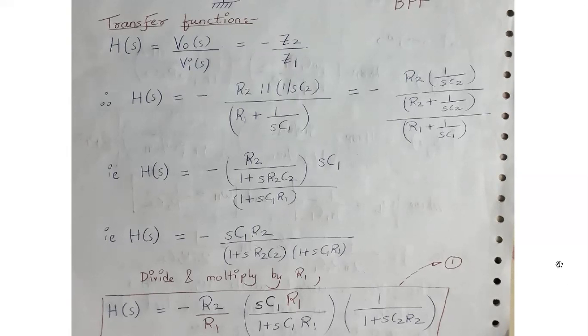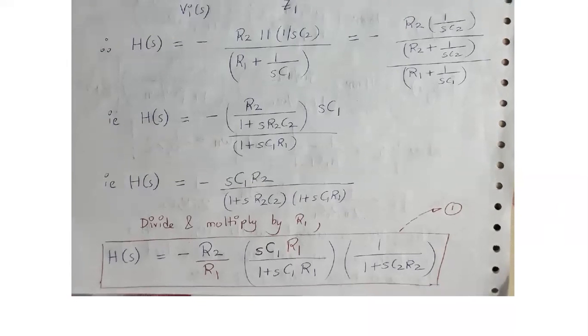Now, that being said, let us divide and multiply the entire numerator and denominator by R1. Fine. So we can isolate these terms together. So H of s can be written in terms of three terms now. The first term is minus R2 upon R1. The second term will be S C1 R1 divided by 1 plus S C1 R1. The third term will be 1 divided by 1 plus S C2 R2. So this is my equation of H of S.